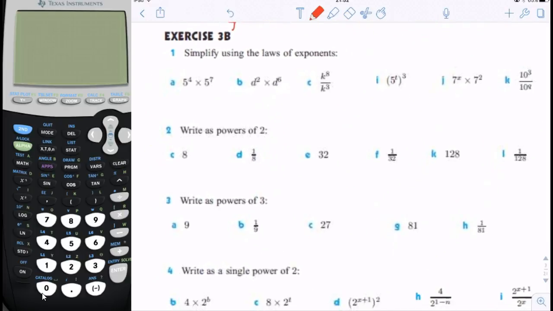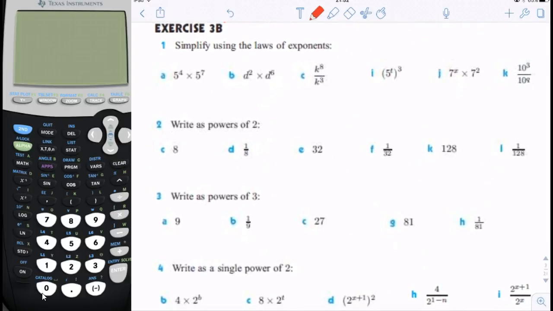Now I'm going to go through these. Number 1, simplify using the laws of exponents. So remember, if you have the same base twice, you add the exponents. So this is going to be 5 to the 11th.